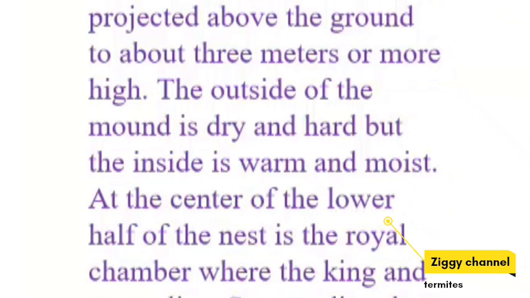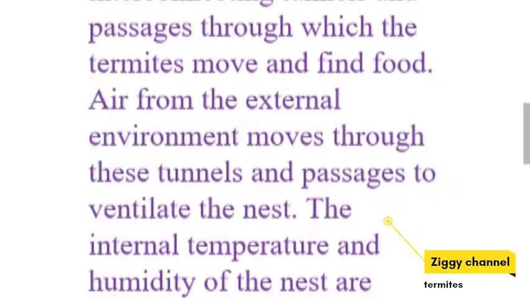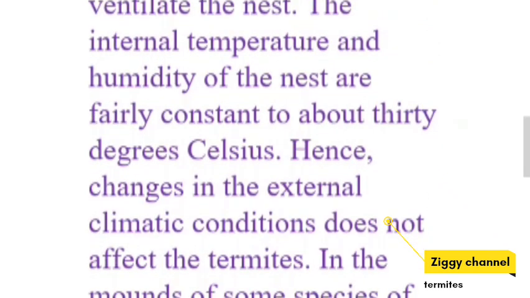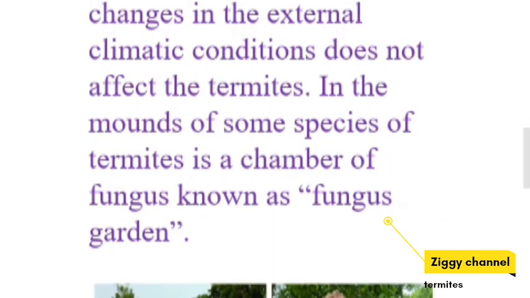At the center of the lower half of the nest is the royal chamber where the king and queen live. Surrounding the royal chamber are other chambers and a maze of interconnecting tunnels and passages through which the termites move and find food. Air from the external environment moves through these tunnels and passages to ventilate the nest. The internal temperature and humidity of the nest are fairly constant at about 30 degrees Celsius. Hence, changes in the external climatic conditions do not affect the termites.